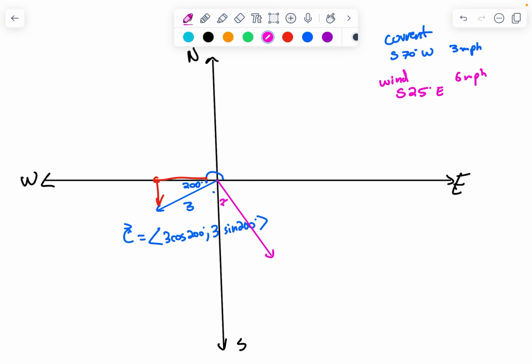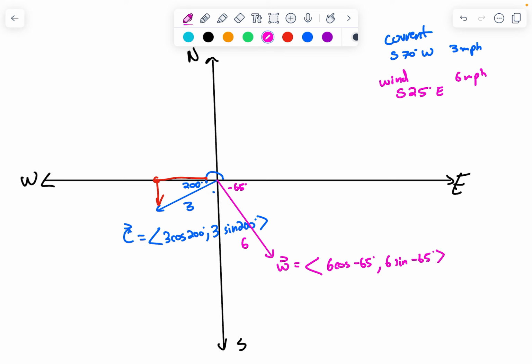25 south, 25 east. This is 25. In our coordinate system, we are much better off calling it negative 65 degrees, because then the signs come out correctly. So it's got a magnitude of 6. That means in component form, our wind vector is equal to 6 cosine negative 65, which is positive, which we want, and 6 sine of negative 65, which is negative, which we want.